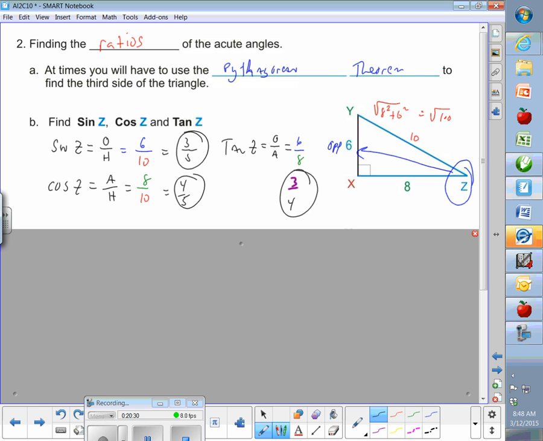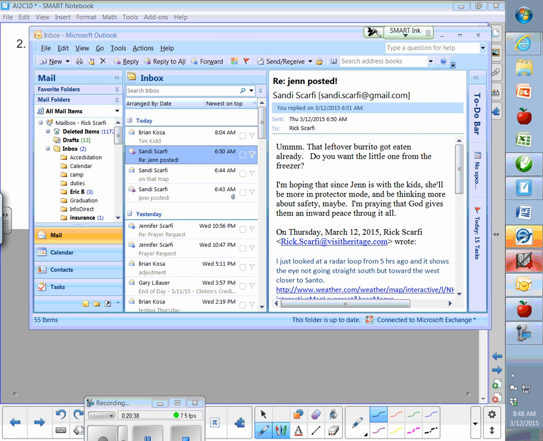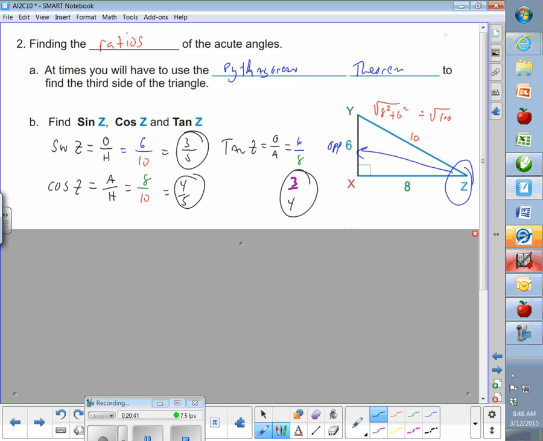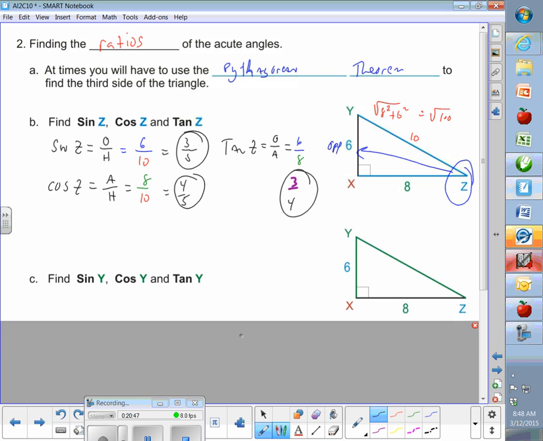Right. Should have been black. My pen changed on me. But again, notice we did angle z. We didn't fool with angle y. All right, email, go away. We messed with angle z. We didn't mess with angle y. Right, now we'll deal with angle y.